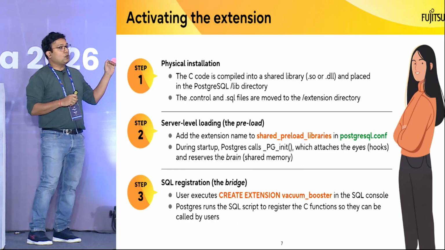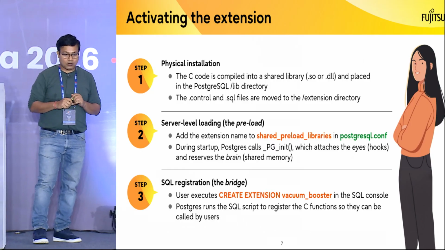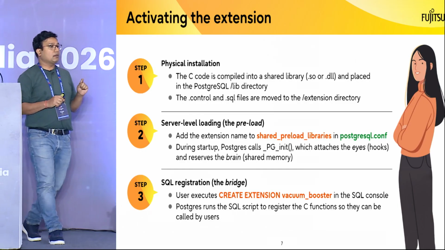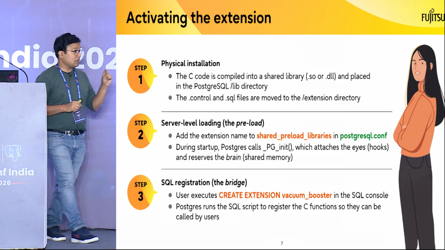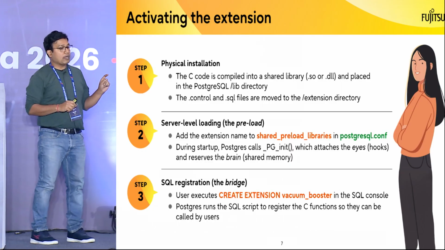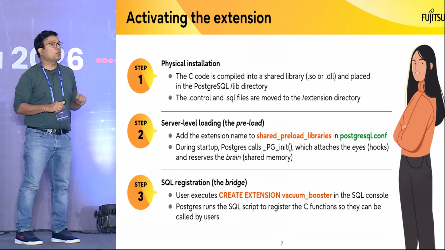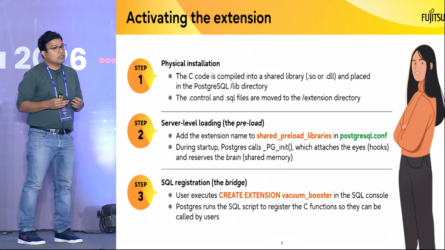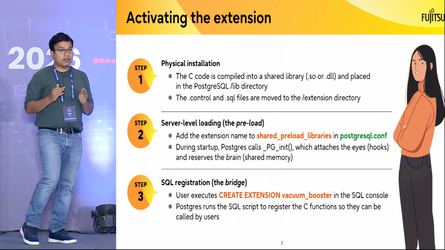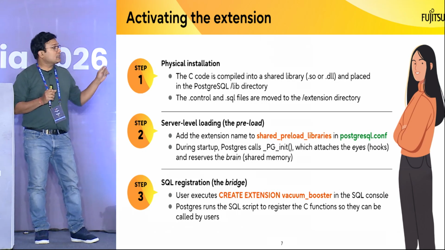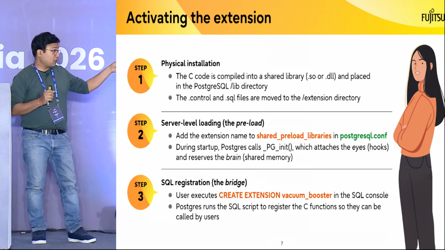And how does this get loaded? Before you start your Postgres, in the Postgres config, there is a parameter called shared_preload_libraries. In that you need to tell it this is the extension you need to load. So when you start Postgres, the first process, as I told you in the process architecture, the postmaster, gets started. The first thing it loads is the shared memory in that particular process.